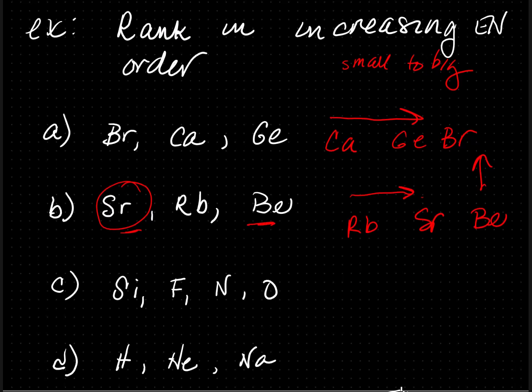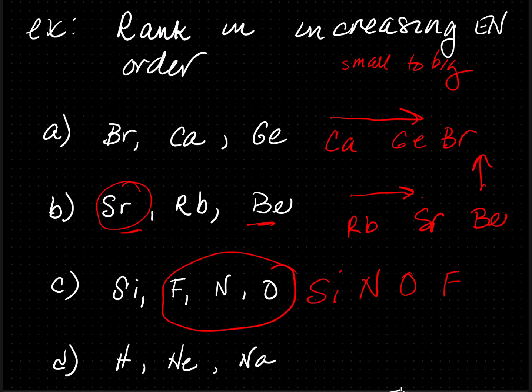C, we have Si, F, N, and O. F and O are in the same period, and as I go across, EN increases, so the highest one is going to be fluorine. After fluorine, it's going to be oxygen and nitrogen. Silicon is one energy level below, so it's going to be a little bit lower, and so it's Si, N, O, F.